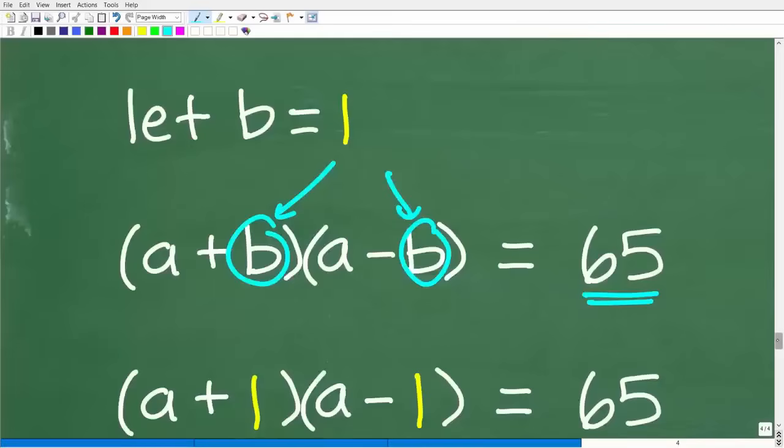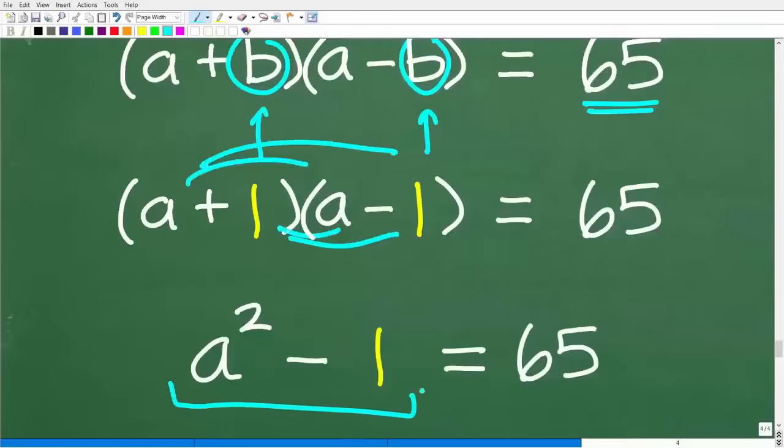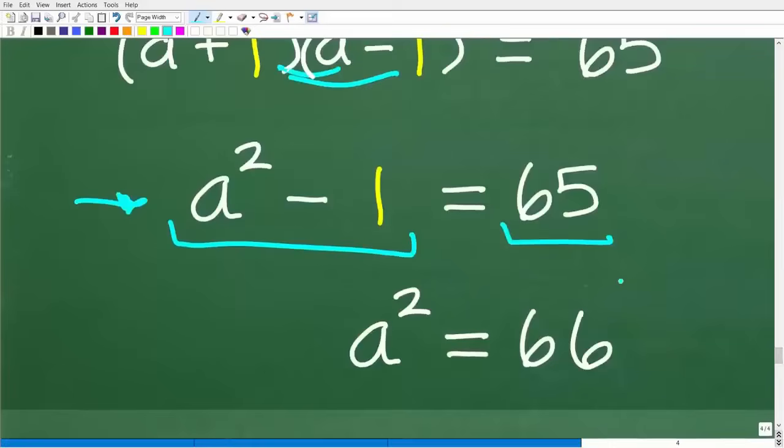All right, so if we let b equal to 1, we end up with a plus 1 times a minus 1. Remember, we're going to substitute 1 for b. And remember, a plus b times a minus b is a squared minus b squared, but you can just do the FOIL method. When you multiply, we end up with a squared minus 1 is equal to 65. Pretty interesting. Looks like we can solve for a. But when we do this, we're going to end up with a squared is equal to 66. We're going to add 1 to both sides.